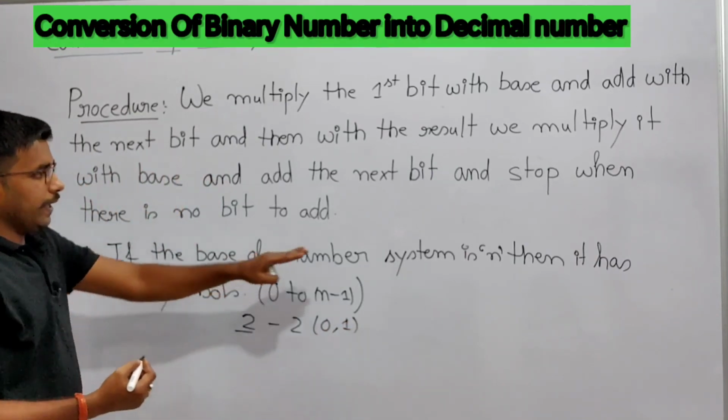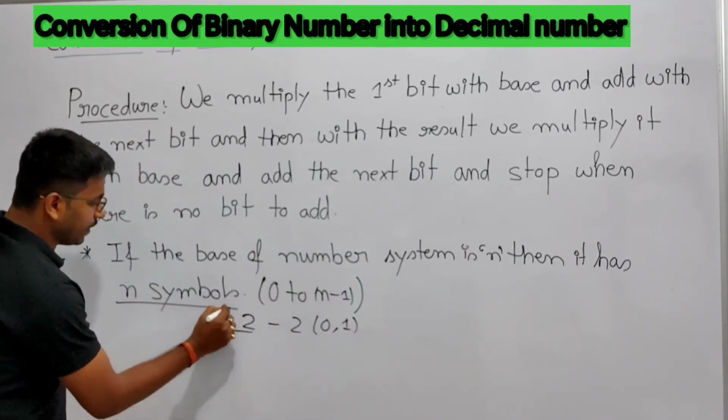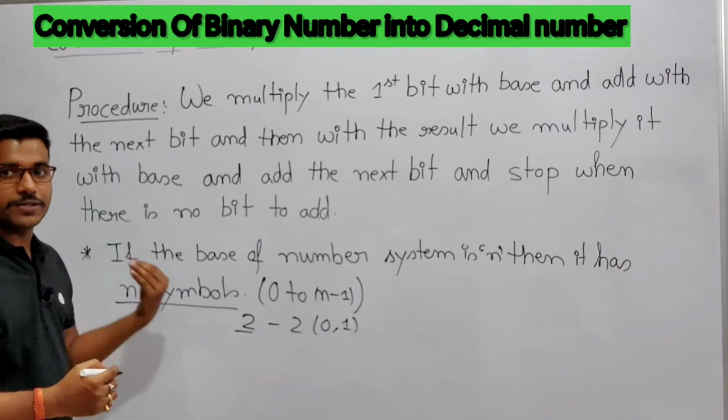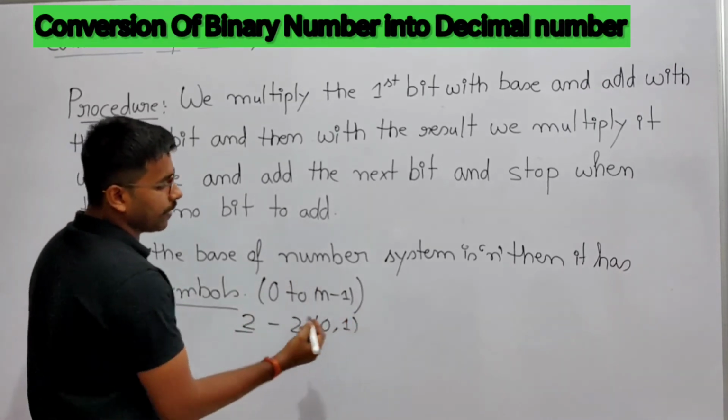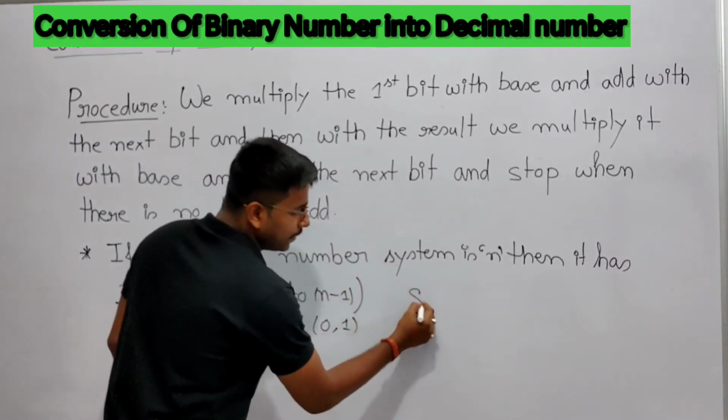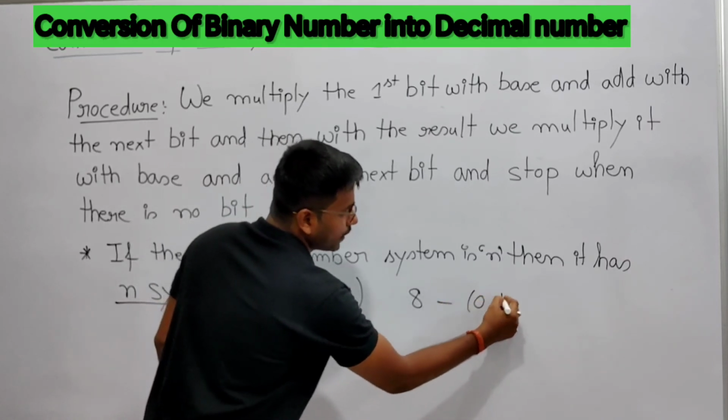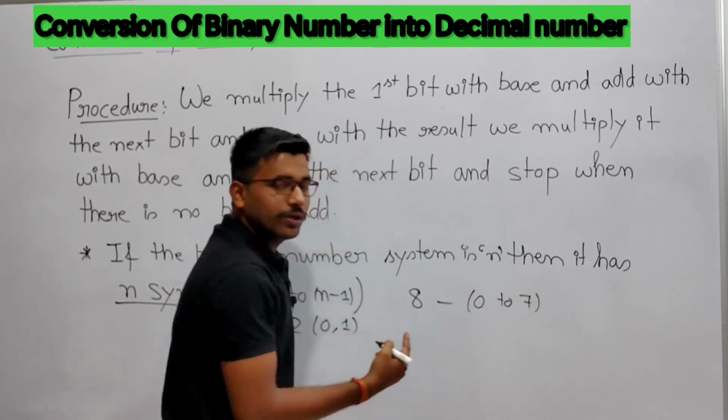So it has n symbols. Whatever the base is, that many symbols you are going to have, and they will be 0 to n minus 1. For octal, base 8, the symbols are 0 to 7, meaning 0, 1, 2 till 7.